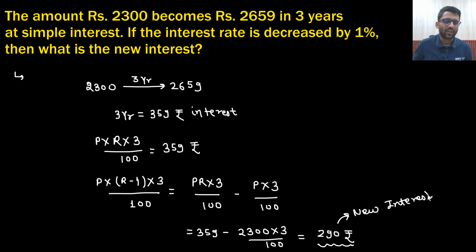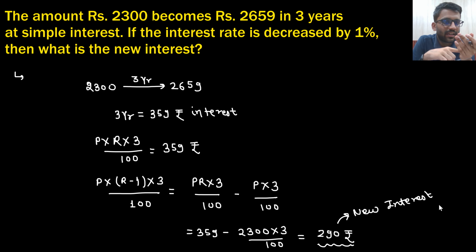Did you understand what I did here? In 3 years you were paying me 359 rupees. What does that mean? I am not finding the interest rate here. So I am just going to use that with R% of interest rate you were paying me 359 rupees.